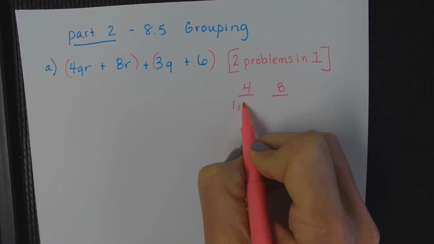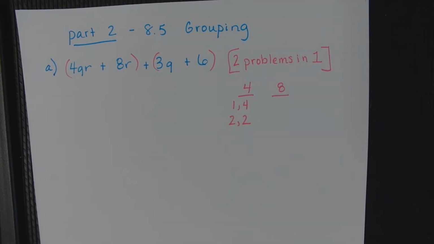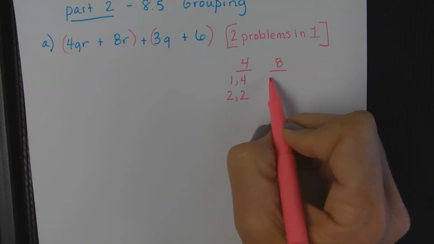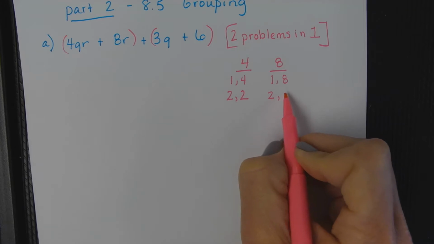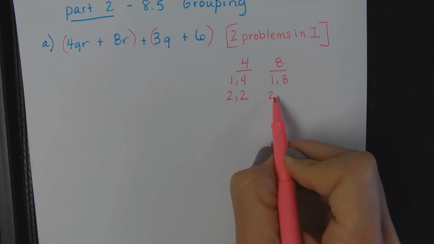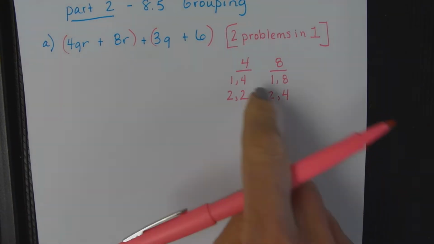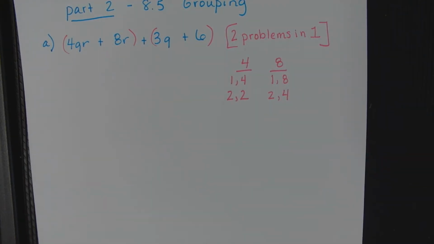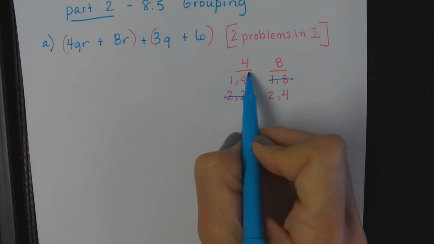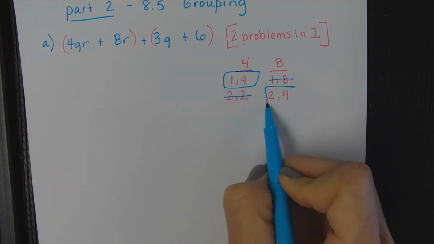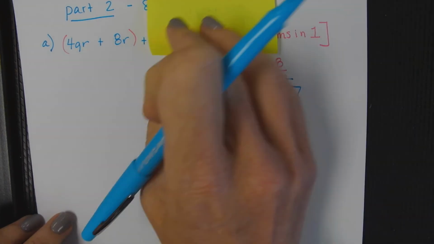Factors of 4 are 1 and 4, and also 2 and 2. What are my factors of 8? 1 and 8, 2 and 4. What's the highest number both have in common? 4. All right, so cross this one out, cross that one out. Here's where we are. If it helps, cover that one up.